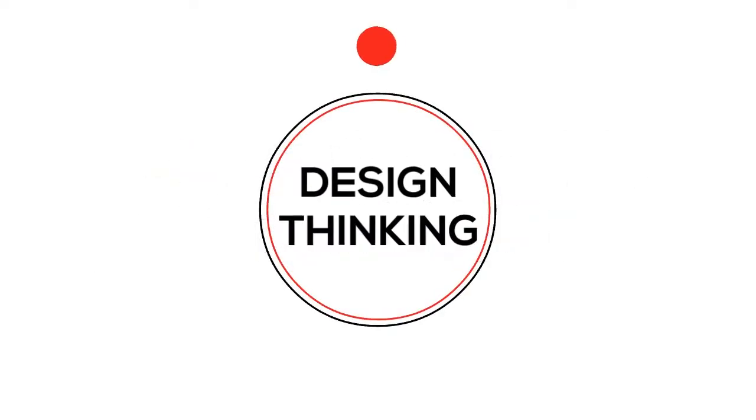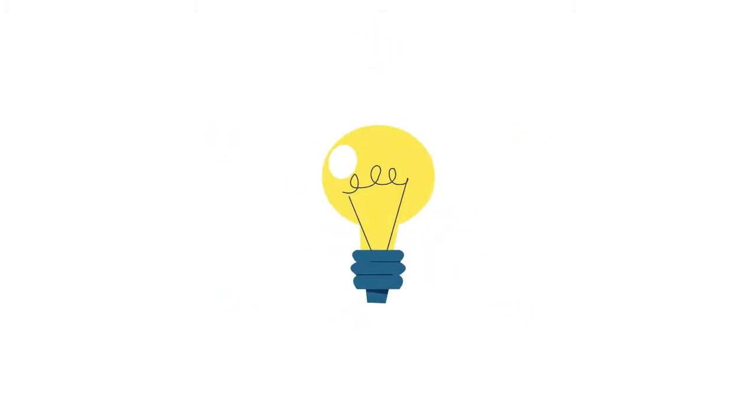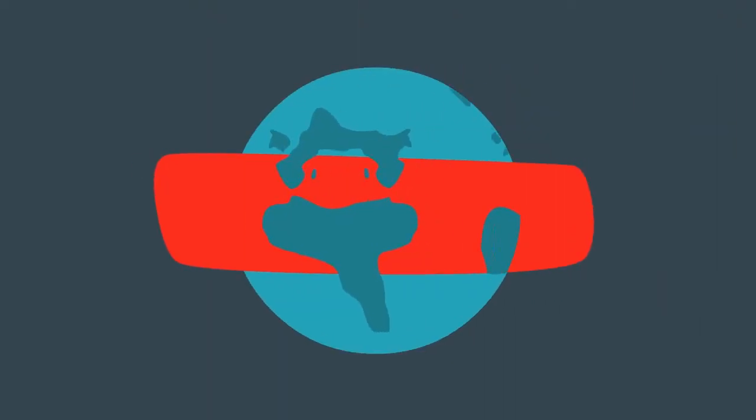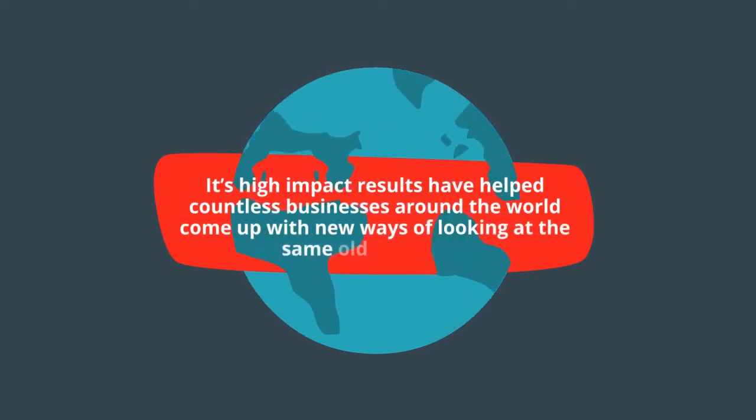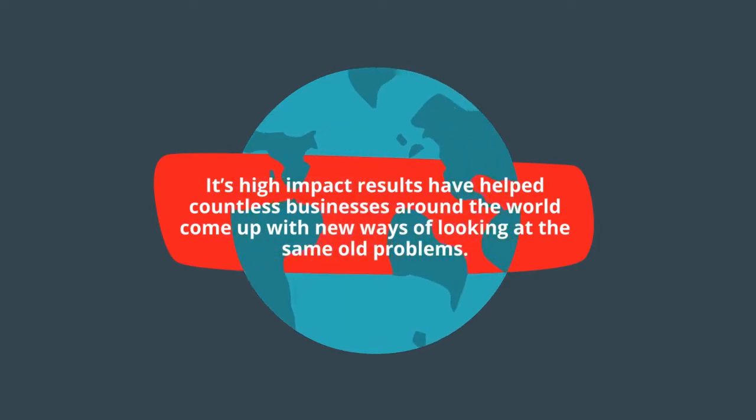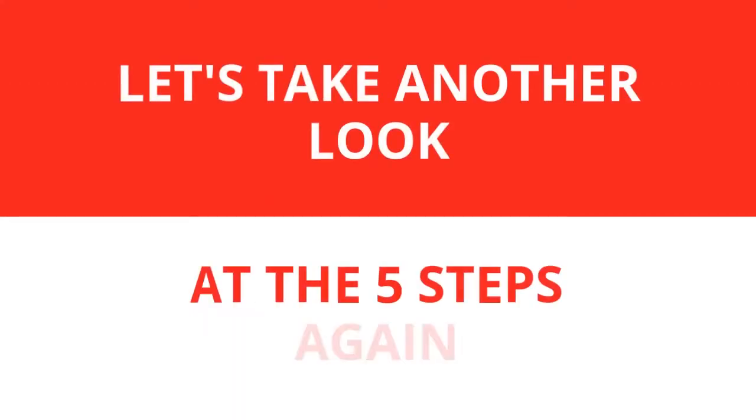Design thinking is a 5-step process that facilitates the conjuring up of meaningful ideas that solve real problems for a particular group of people. This process has taken the world by storm due to its high impact results and has helped countless businesses around the world come up with new ways of looking at the same old problems and add more value to their customers. Let's have an overview look at these 5 steps again.